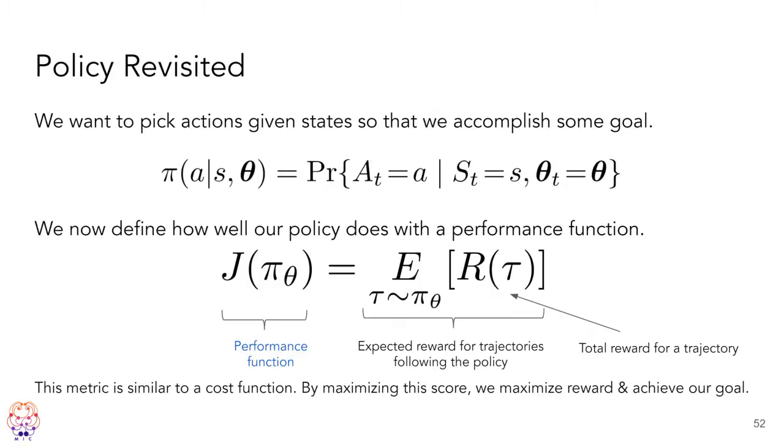So now we're going to revisit the policy. If we have our stochastic policy, given our state and some parameters, we produce an action. And so this is a probability distribution. And we also define our performance function.